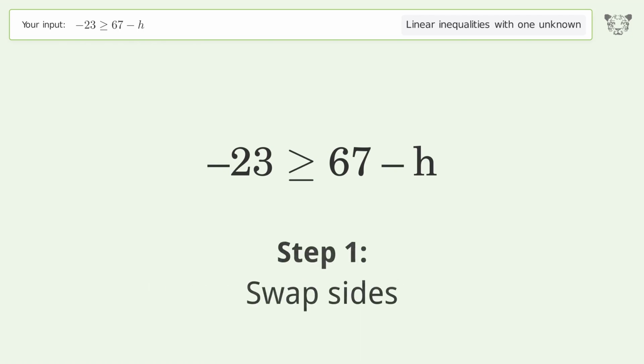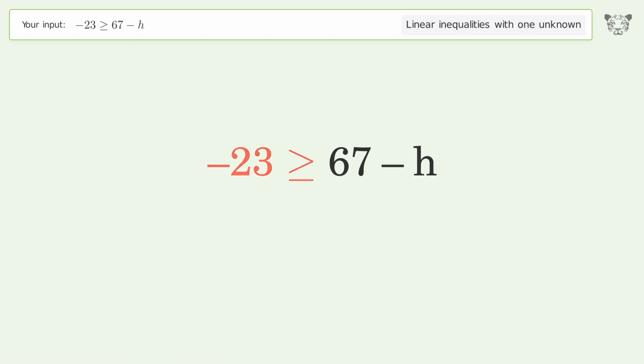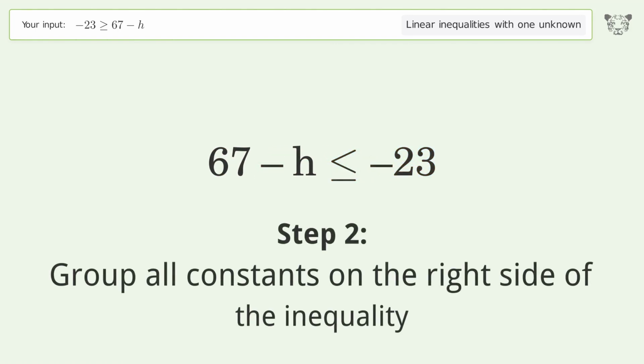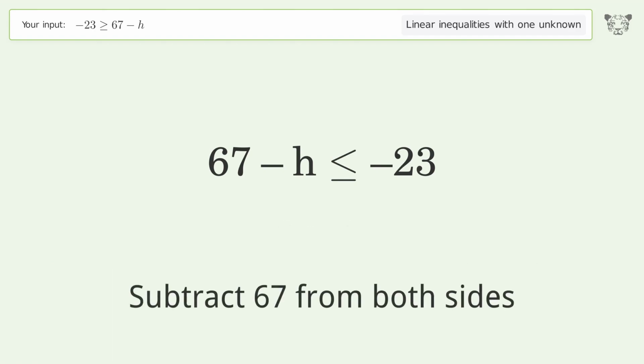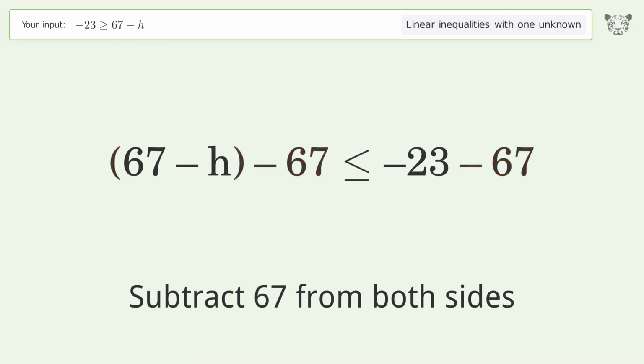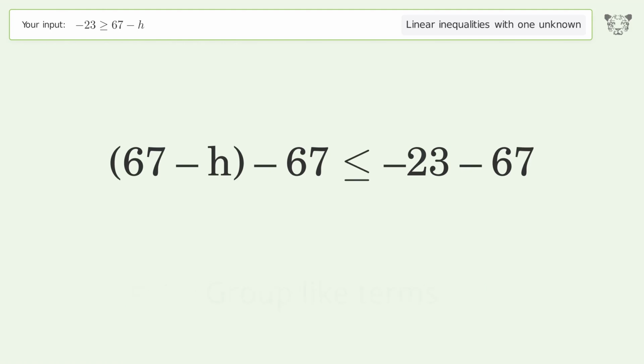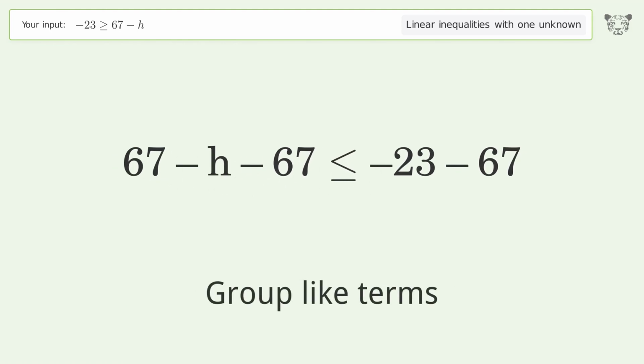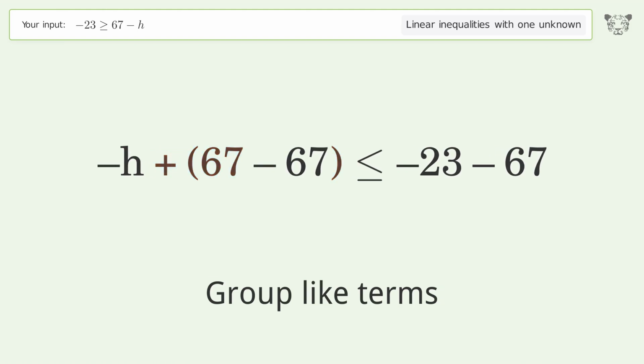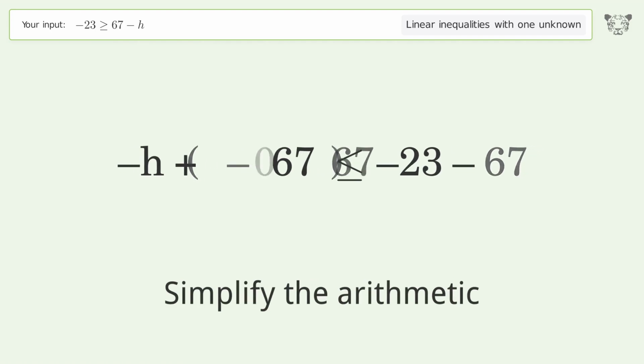Swap sides. Group all constants on the right side of the inequality. Subtract 67 from both sides. Group like terms. Simplify the arithmetic.